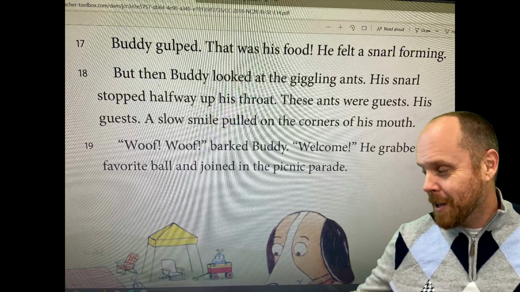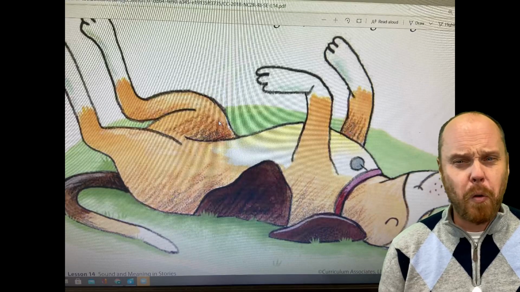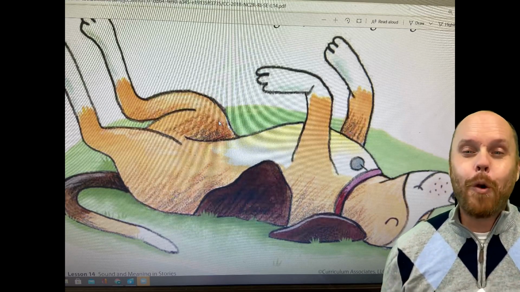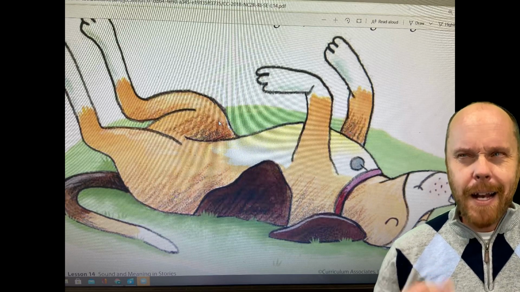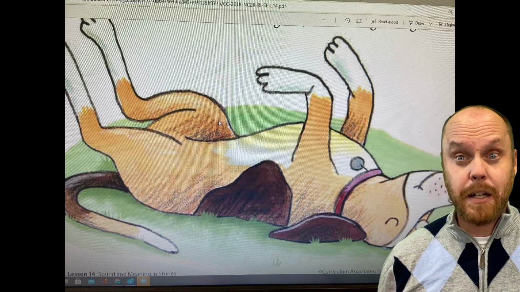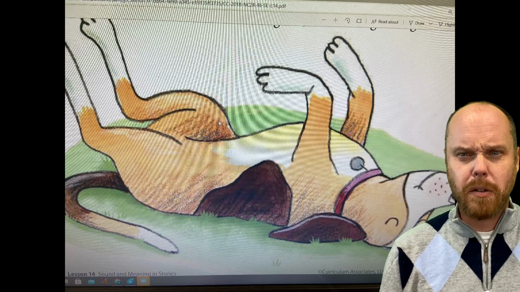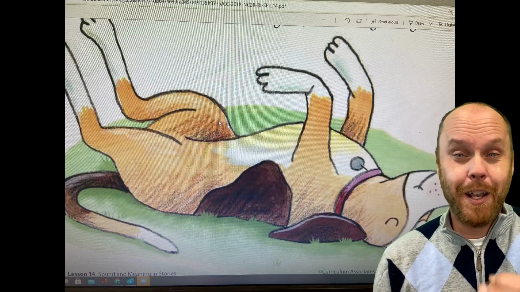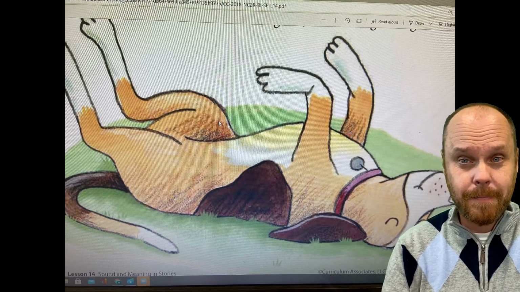Now, if you looked, the author here used words such as snarled, snorted, giggled, woof, woof. All of these words are onomatopoeias. They are sensory words that are used to let you know what Buddy was feeling. In parts of the story, Buddy was kind of nervous. When he gulps, or when he snarls, you know exactly what Buddy is feeling. And that is the power of onomatopoeias.